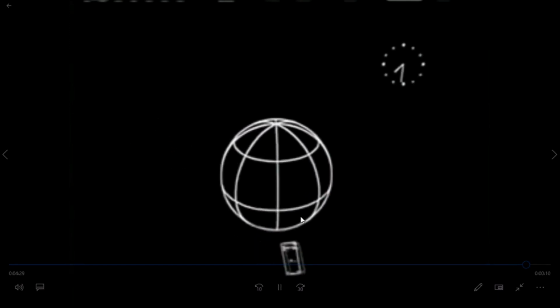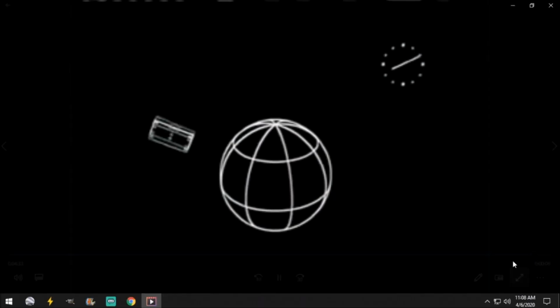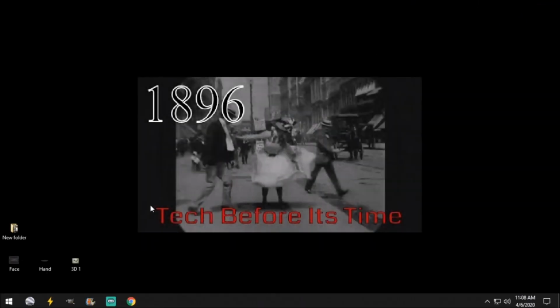Let me know what you guys think. This is them practicing what it'd be like to have a satellite circling the globe or the plane, whatever you want.